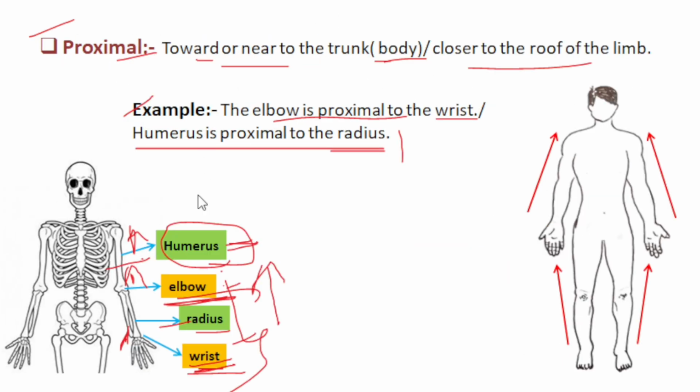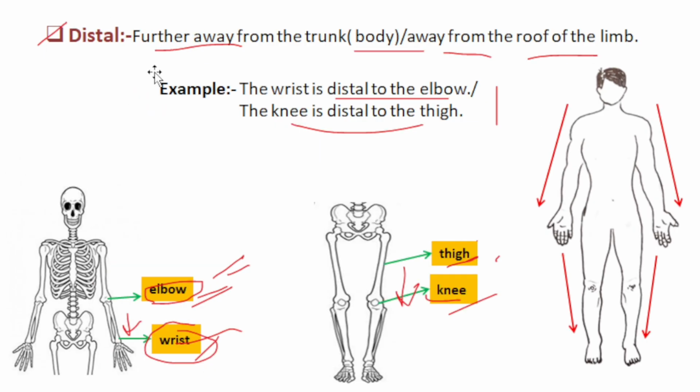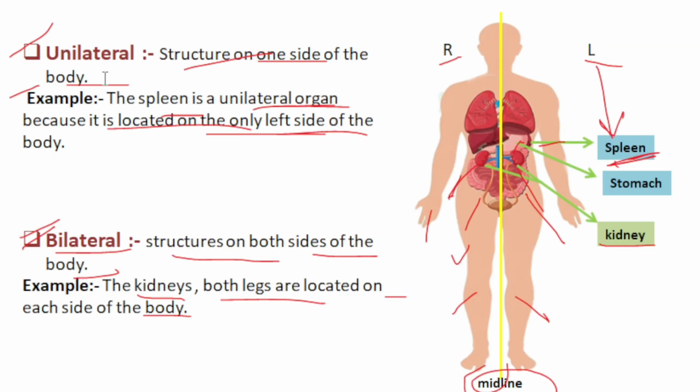Then proximal: the structure or organ that is present toward or near the body, or closer to the root of the limb, is called proximal. And distal: that which is present further away from the trunk or the body is called distal, or away from the root of the limb. Then unilateral: the structure that is present on one side of the body is called unilateral.